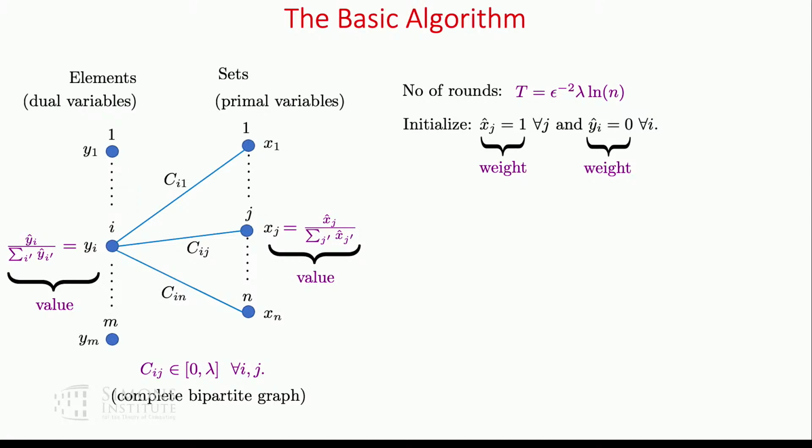Okay. So all the time, we are just maintaining a primal solution whose L1 norm is 1, and a dual solution whose L1 norm is also 1. We now just want to satisfy the constraints approximately. That's the setup.